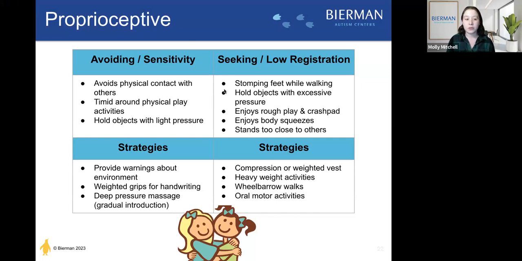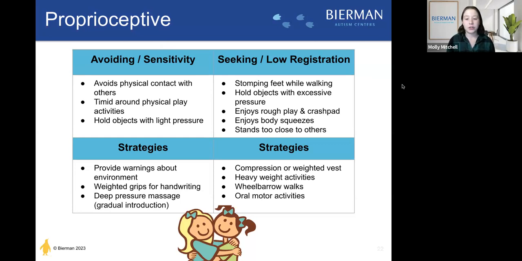And so some strategies or activities that you can do for seeking out proprioceptive input could be to have your child wear a compression or a weighted vest. So a compression vest is similar to just tight clothing. It provides more input on their muscles and joints. And then a weighted vest adds that weight, so it adds a little bit of deep pressure.